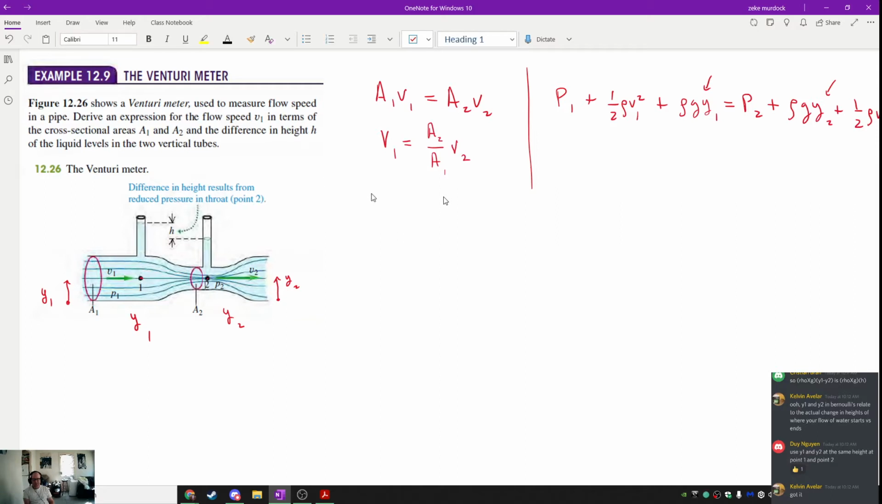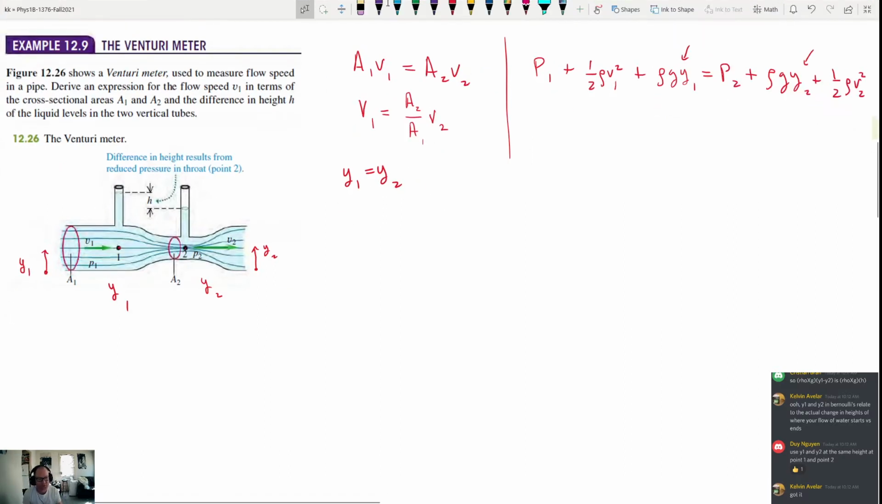Okay? That means that y1 equals y2, and that also means that for our equation over here, which barely fits on the screen, we can cancel those terms out because they're equal to each other. Not because they're 0, although we could choose them to be 0. We can cancel them out because they're equal to each other.